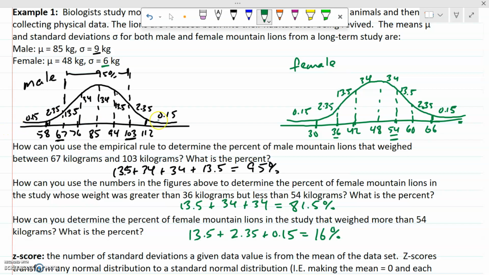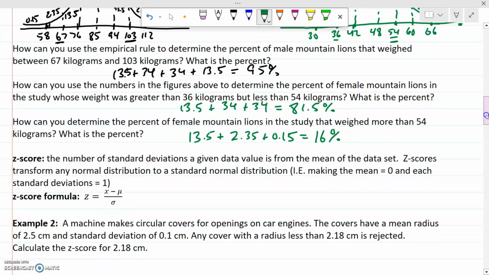They won't have all these individual numbers. They'll have the big numbers, the 68, 95, and 99.7. So if you remember these numbers, you are allowed to write them in as soon as I hand you that sheet. All right, the second half of this lesson is what we call a z-score.